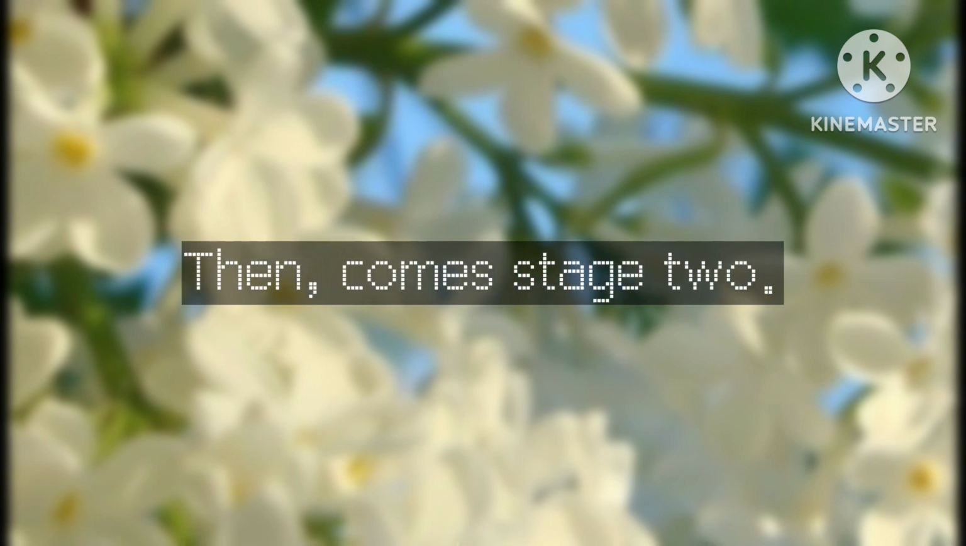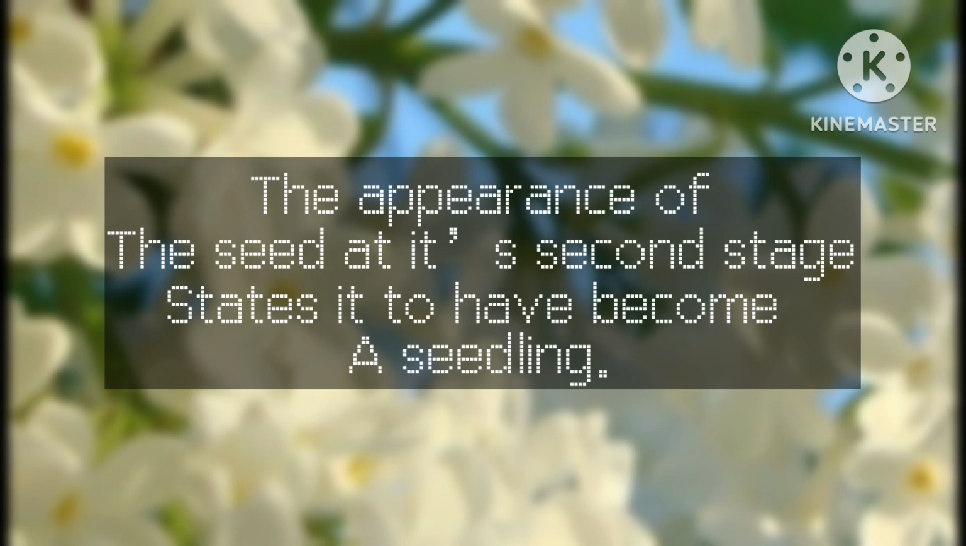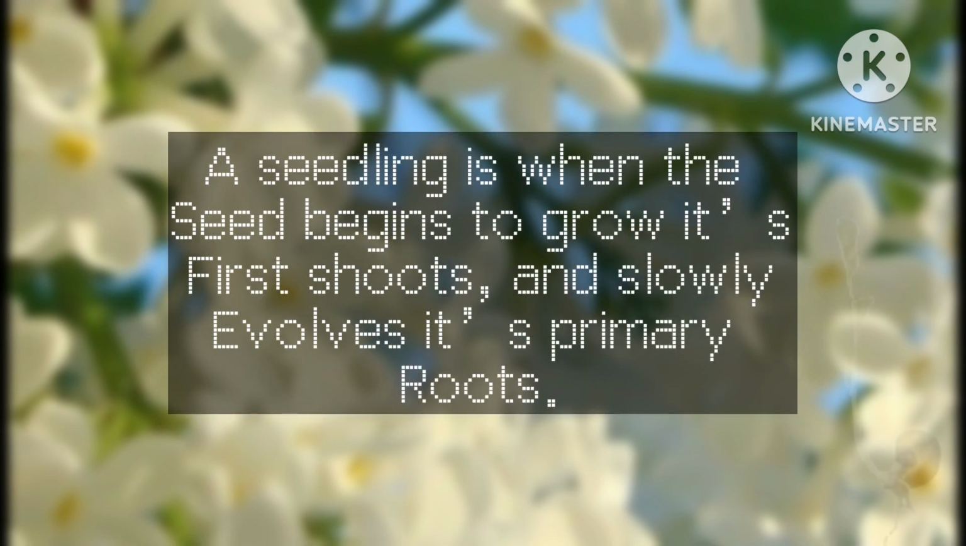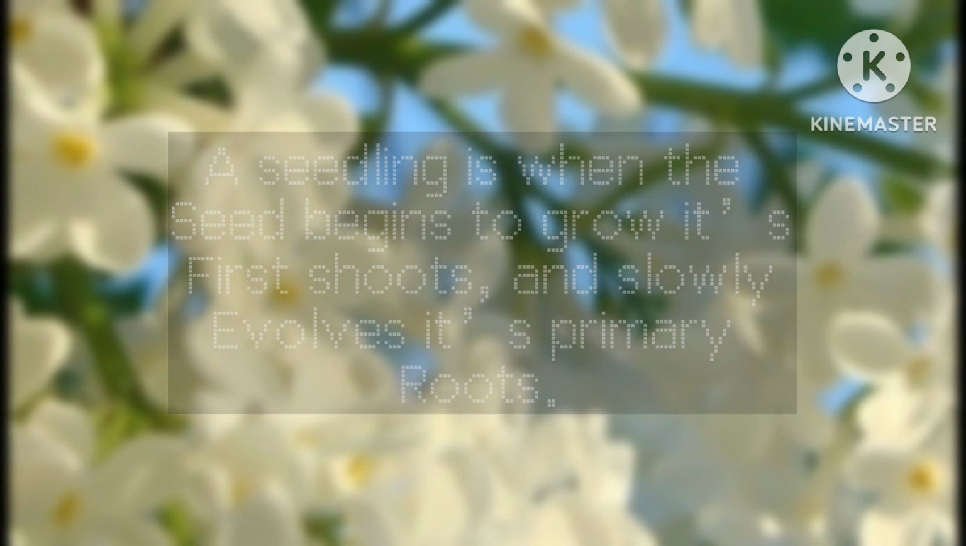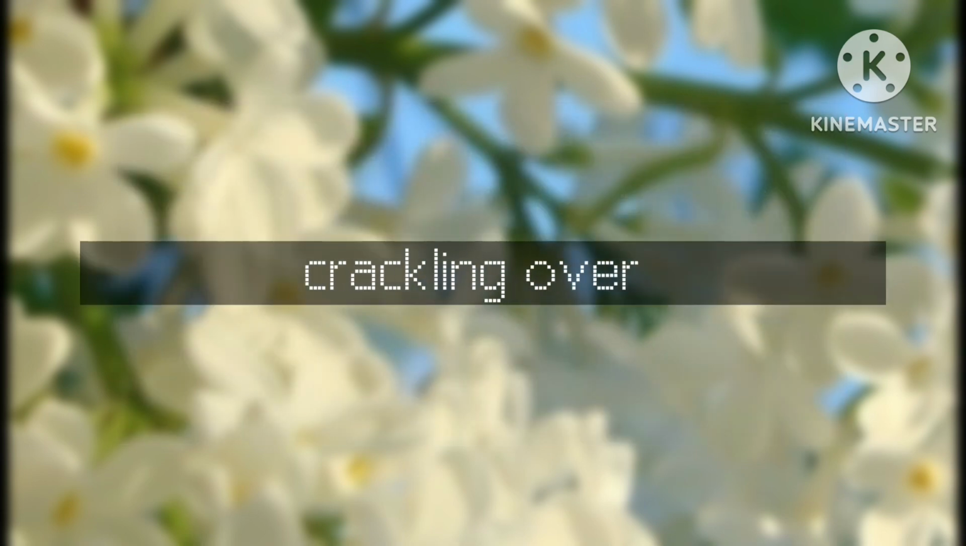Then comes stage 2. The appearance of the seed at its second stage states it to have become a seedling. A seedling is when the seed begins to grow its first shoots and slowly evolves its primary roots. By this time, the seed's cotyledons dry up and fall. The seed then grows leaves by the second stage and can now make its own food.